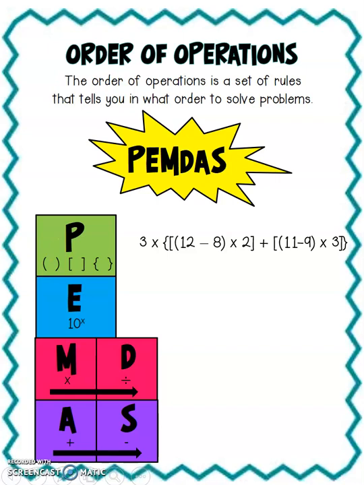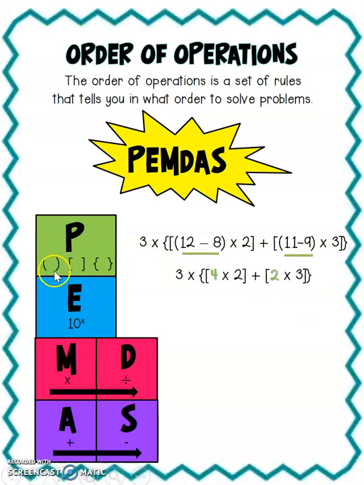I see two sets, 12 minus 8 and 11 minus 9. So I'll rewrite my expression as 3 times brace, bracket, 4 times 2, close the bracket, plus new bracket, 2 times 3, close the bracket, close the brace. Phew! Let's keep going. I still have more parentheses to solve.